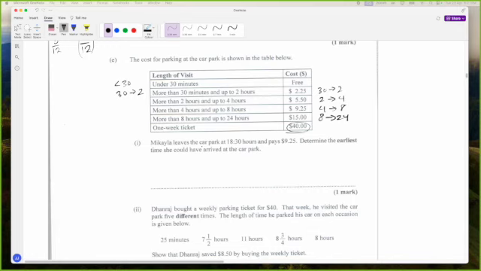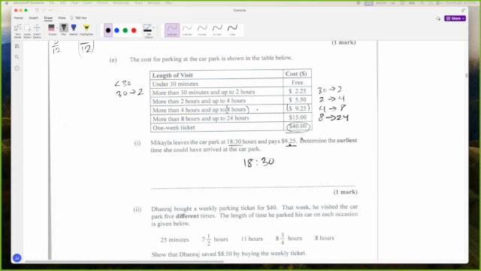Anyways, Michaela leaves the car park at 18:30 hours and pays this amount. Determine the earliest time. So if she paid that amount, that means the maximum amount of time she could have been there was 8 hours, if she paid that amount from the table, right? And this is the military 24-hour clock, by the way. 18:30 is when she left, that's 6:30 in the evening, essentially.